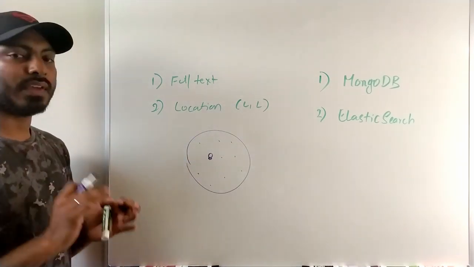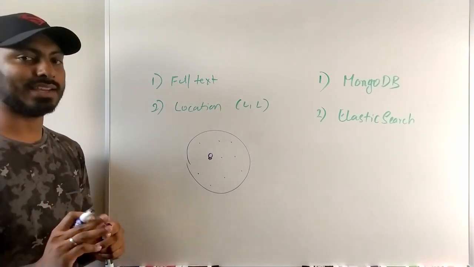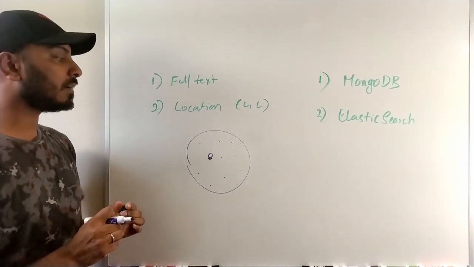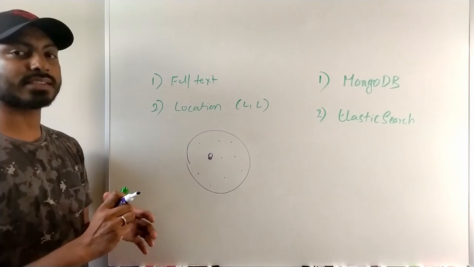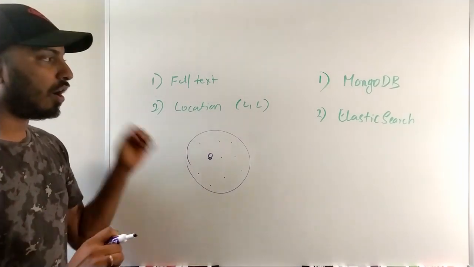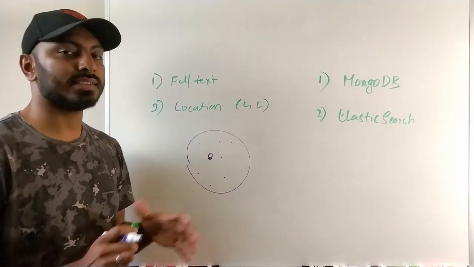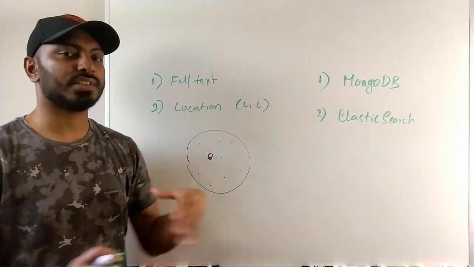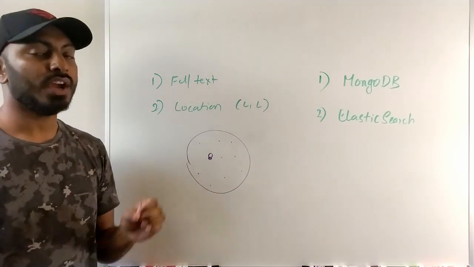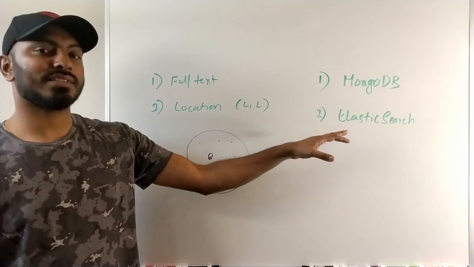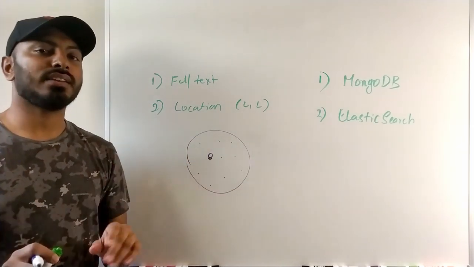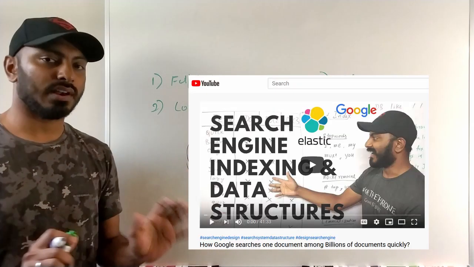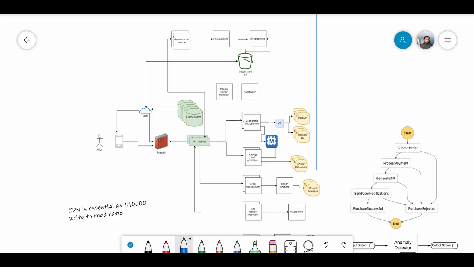Now the important thing we need to understand is how these search queries are handled. All of the APIs and everything is provided by Elasticsearch itself. You don't have to implement any of that. To understand more of how Elasticsearch itself works, you can see one of my videos which I have already made. I'm not going to talk about that. Now it's time to understand the system architecture for Yelp.